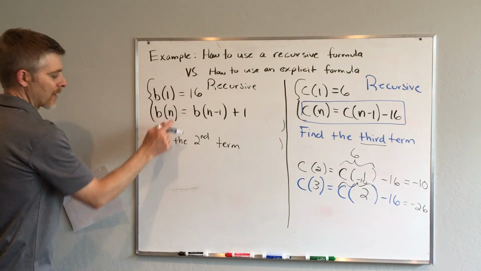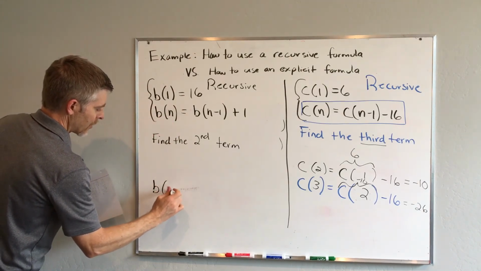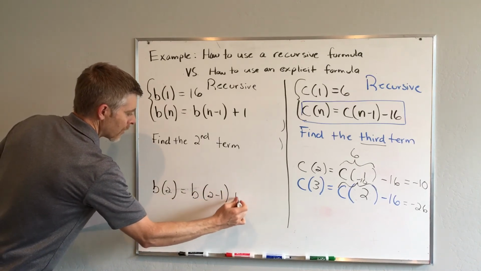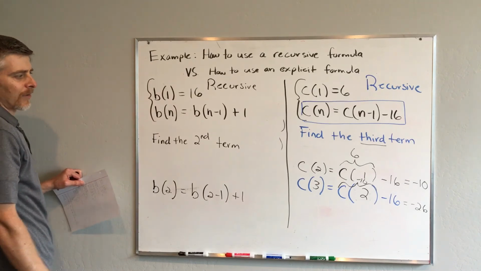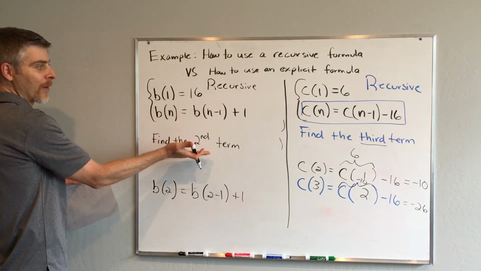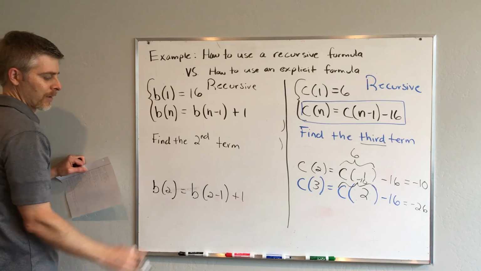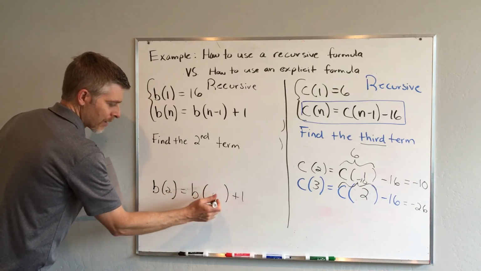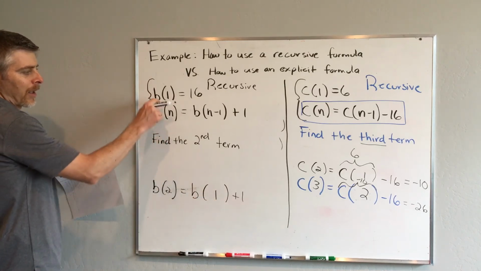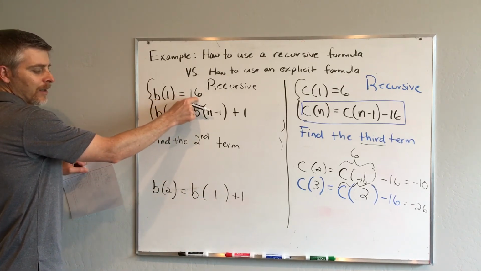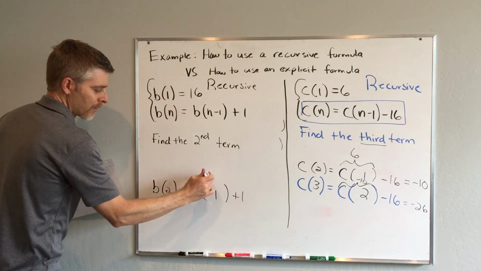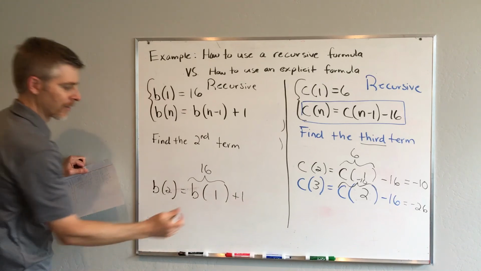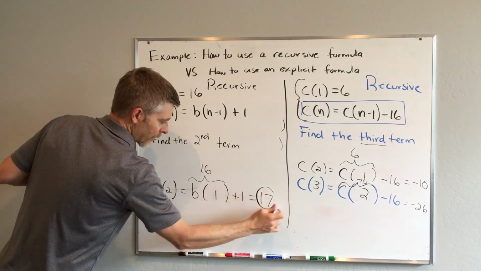All right, so if I want the second term, I'm going to put in b of 2 equals b of 2 minus 1 plus 1. Well, this is an easy one because the second term is only one jump away from the first term. So b of 2 minus 1 turns into b of 1. Like, oh, I know what b of 1 is. It's 16. So now I can replace b of 1 with 16. 16 plus 1 is 17. And that's my final answer.